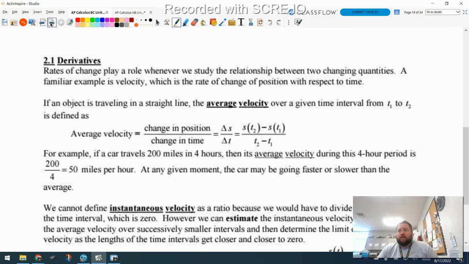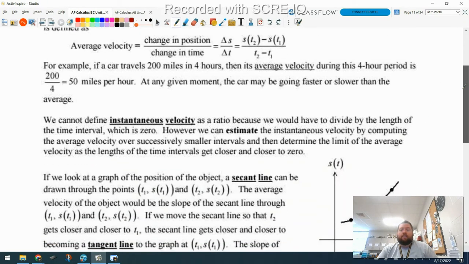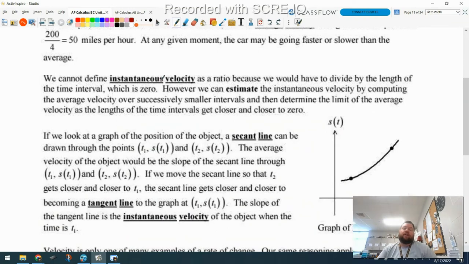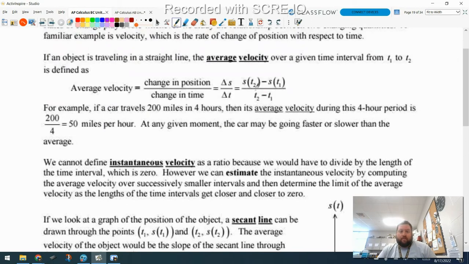So in calculus, what we want to be able to do is find the instantaneous velocity. How fast were you going at a specific moment in time? This is impossible to do with our average value formula up here. We have this difference quotient, S2 minus S1 over T2 minus T1. If you did it at an instantaneous time, your T's would be like 1 second minus 1 second, 1 minus 1, and then we would be dividing by 0, which we obviously know we're not allowed to do.